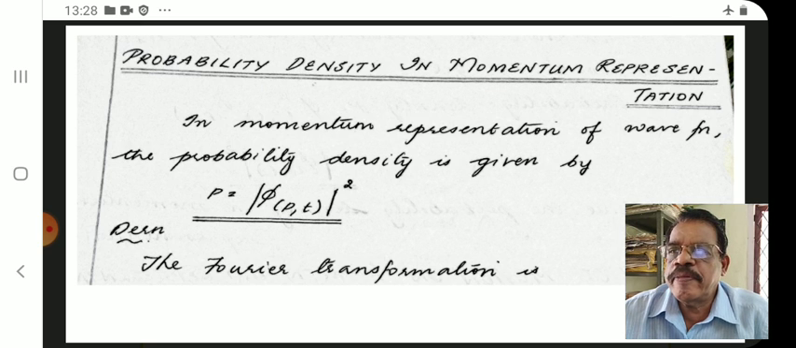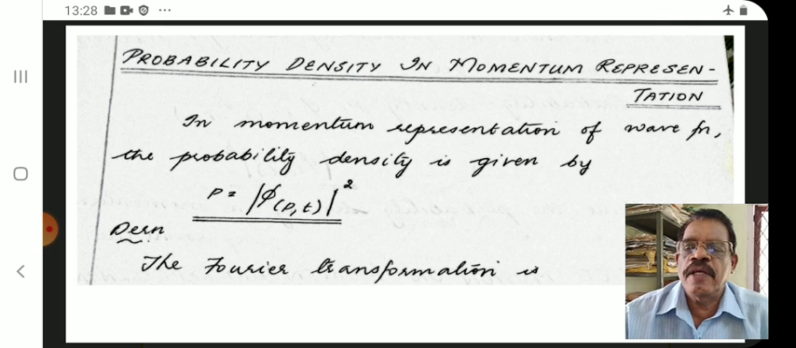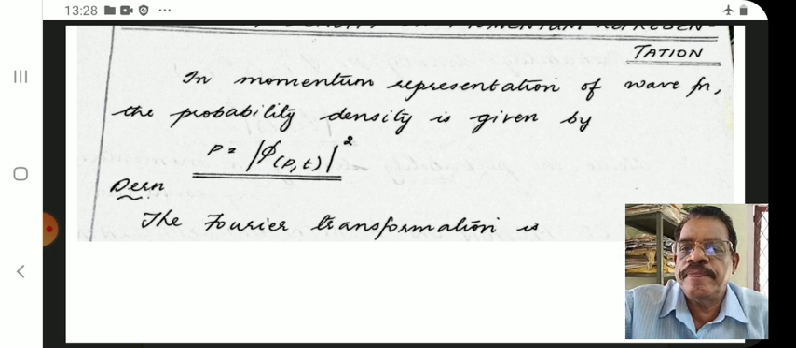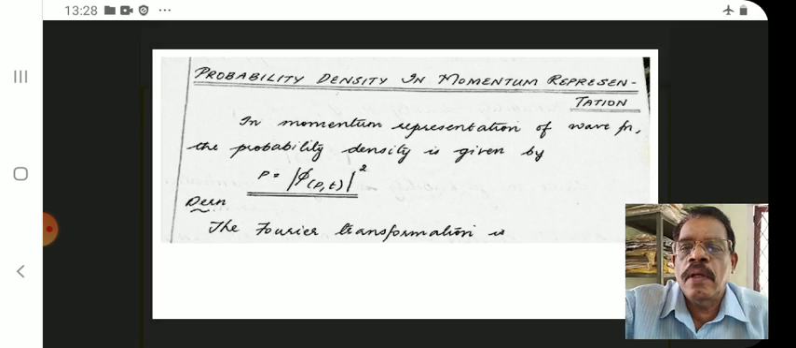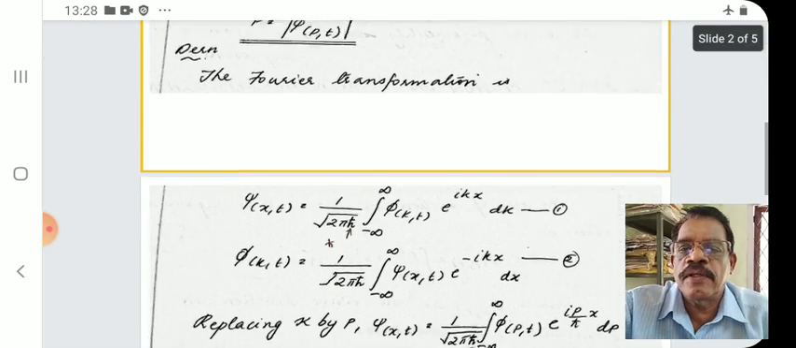In coordinate representation, we write the wave function as ψ(r,t). In momentum representation, the wave function is represented as φ(p,t). So the probability density is φ*φ, which is equal to |φ(p,t)|², and that we see in detail.